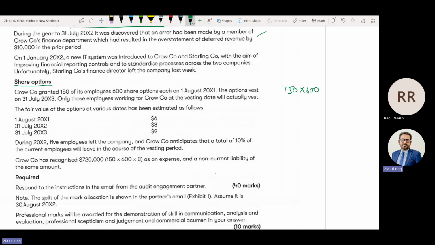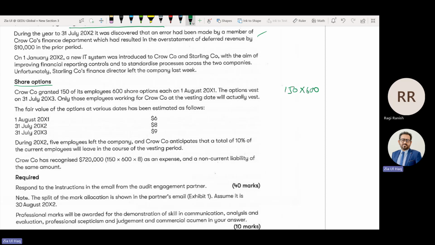On 1st August 20X1. Year end is 31st July. This means the start of the year. The options vest on 31st July 20X3. How many years? 2 years. This means the expense should be evenly distributed over the 2 year time period. Only those employees working for Crow Company at the vesting date will actually vest, meaning staff turnover should be incorporated.